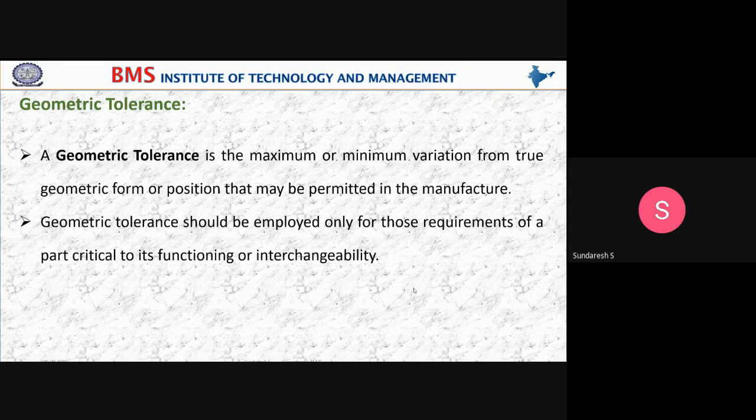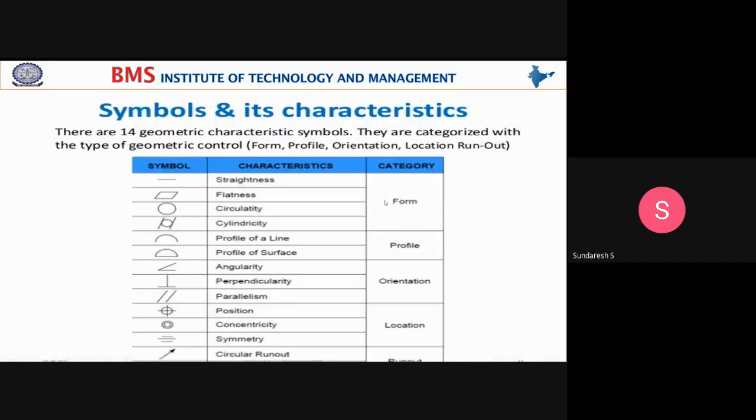Wherever we find interchangeability, I think you might have studied interchangeability and selective assembly in your metrology concepts, so the interchangeability concept will come into the picture. Geometric tolerances are very, very important for us. Therefore, geometric tolerances should be employed only for those requirements of a part critical to its functioning or interchangeability, right? I will just read out: geometric tolerance is the maximum or minimum variation from true geometric form or position that may be permitted in the manufacture. Got it?